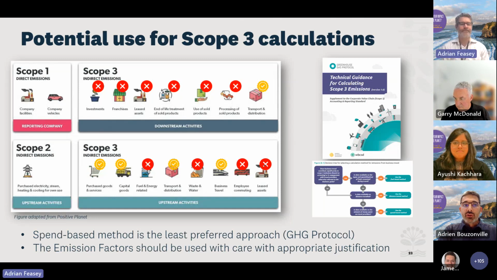This work can also be used to support a Scope 3 calculation. While Scope 1 and 2 are really easy to calculate, Scope 3 covers a much broader range of information across the value chain and is more difficult to calculate.